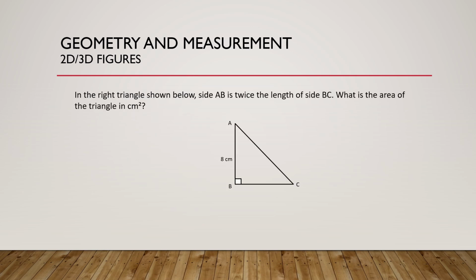In the right triangle shown below, side AB is twice the length of side BC. What is the area of the triangle in square centimeters? Since side AB is given as 8 centimeters and is twice the length of side BC, then side BC is 4 centimeters. The area of a triangle is calculated by using the formula 1/2 base times height, or in this case, 1/2 times 4 centimeters times 8 centimeters, which equals 16 square centimeters.